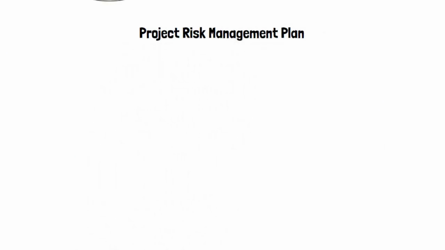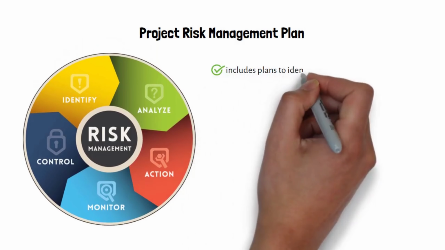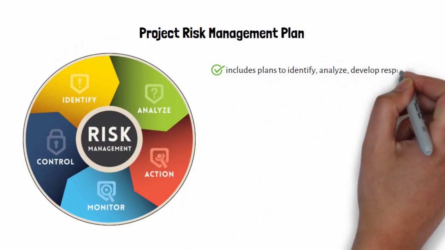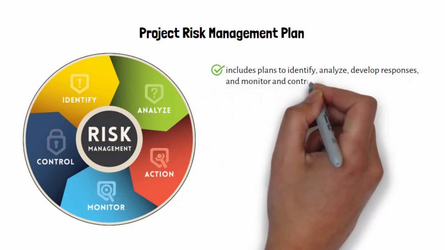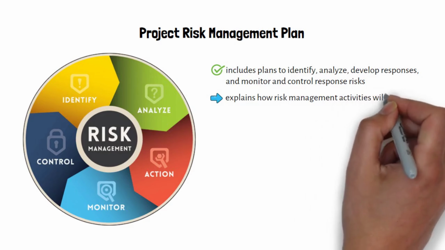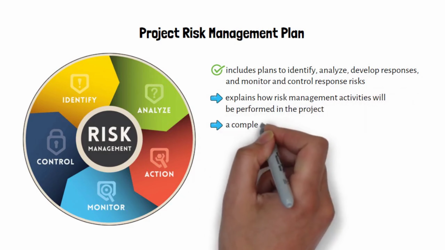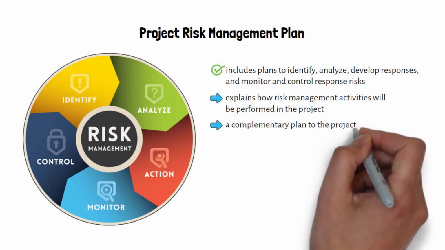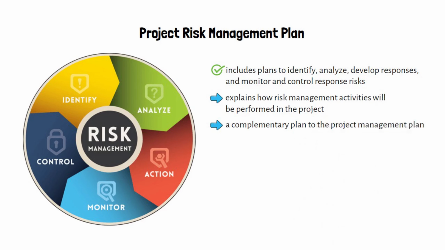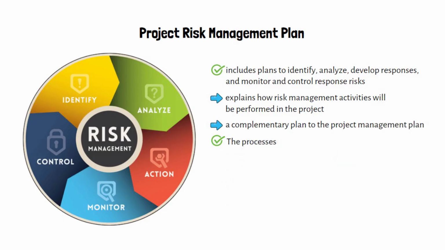Project Risk Management Plan. A project risk management plan is one of the most important project documents, which includes plans to identify, analyze, develop responses, and monitor and control risks. In other words, it explains how risk management activities will be performed in the project. The risk management plan is a complementary plan to the project management plan.